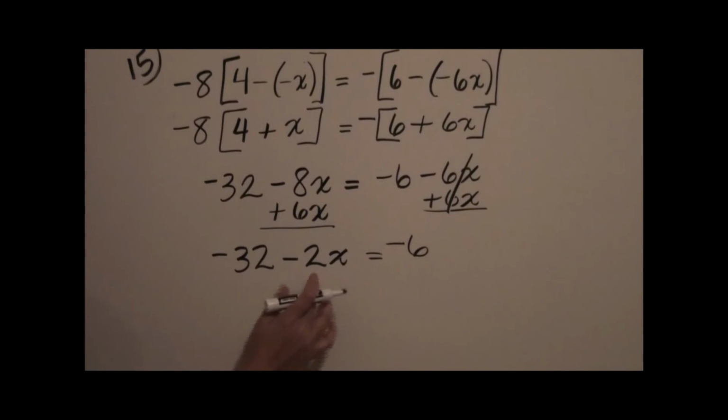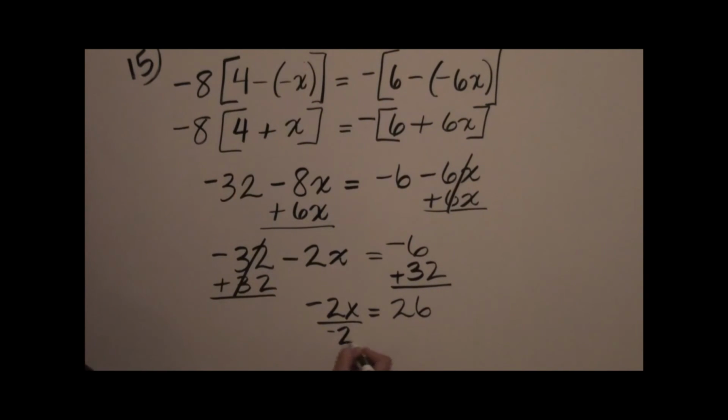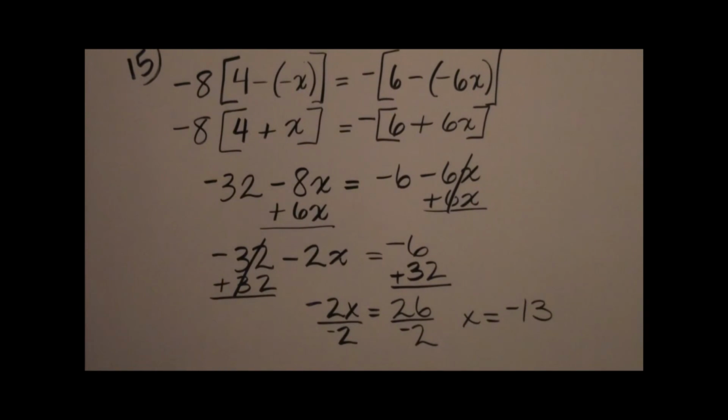I've got the variable on the left. I want to add 32 to move the constant to the right. I get negative 2x equals positive 26. Last step, divide by the negative 2, and I get x equals negative 13. And that's my solution.